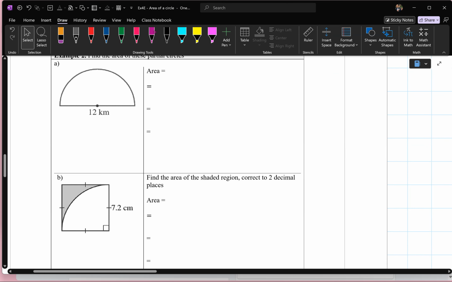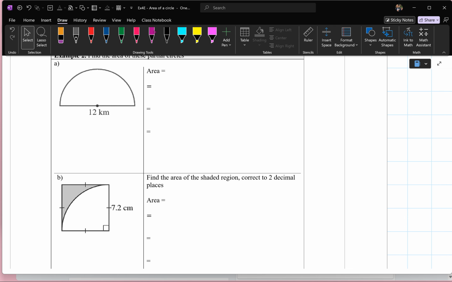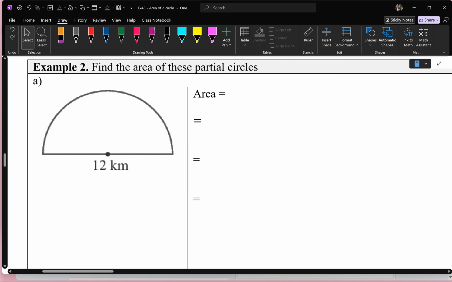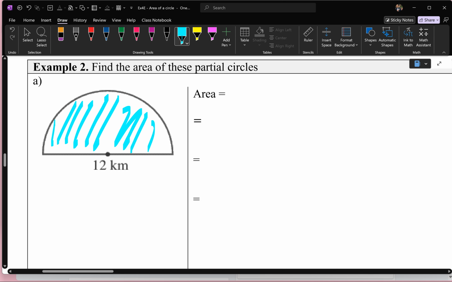So you got this one, which is half of a circle. It's a portion of a circle. And then this one you have to problem solve. So here we go. Let's do this one first. They want you to find the area of these partial circles. I want to find the area of this circle here.